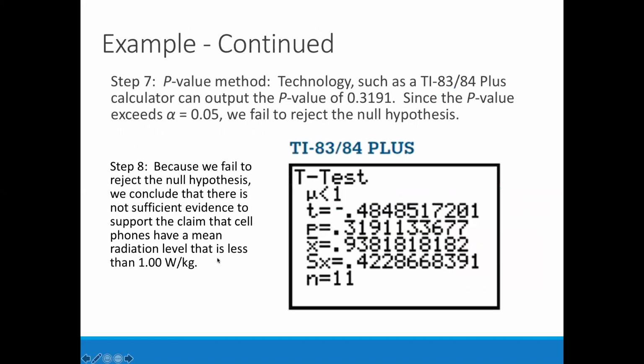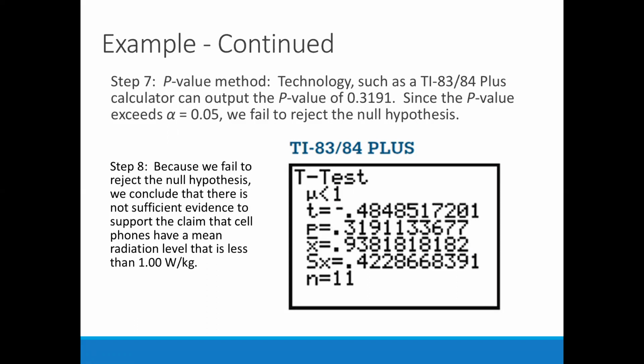Now, for the p-value method, you're going to want to use technology. You can make an estimate with the table, but technology is going to be your friend. You can use your calculator, StatCrunch, Stata, SAS, SPSS, any of those programs. The important thing is to know how you want to construct it.